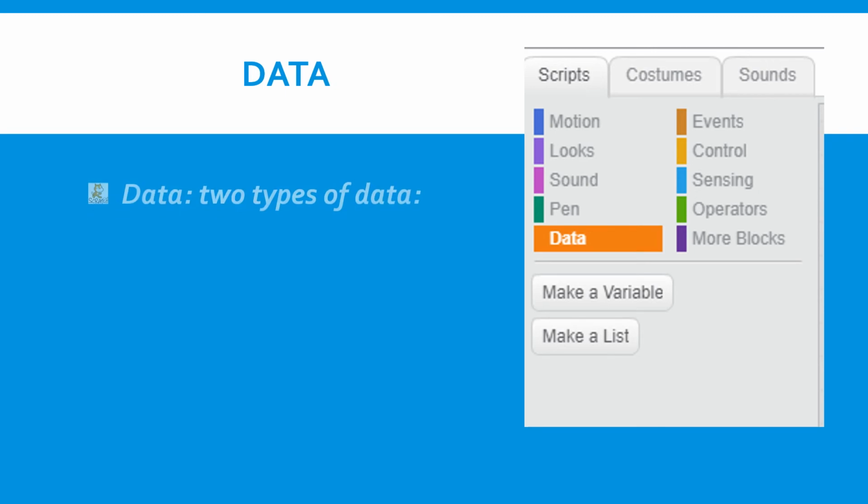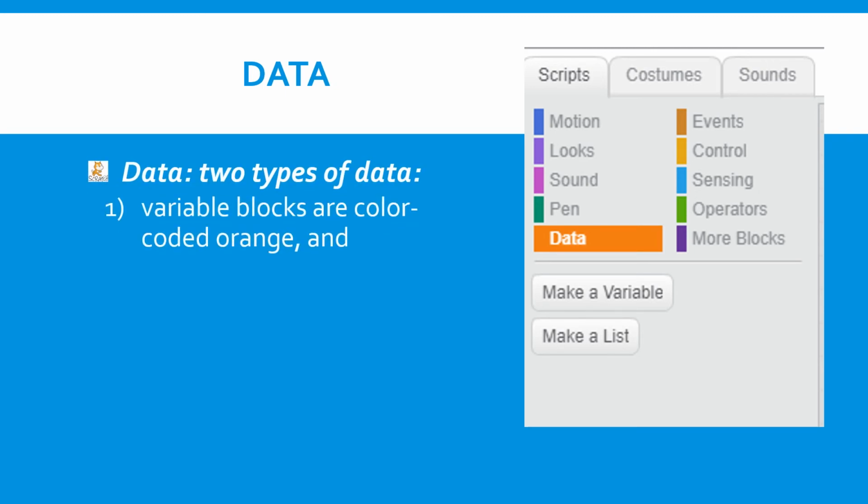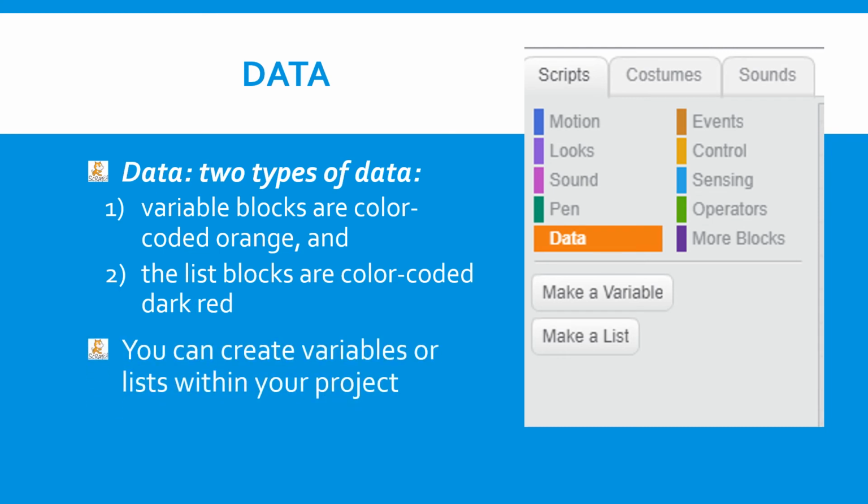Data blocks. There are two types of data blocks. A variable block, which is color-coded orange, and you can make a list block, which is color-coded dark red. So you can create variables or lists within your project.